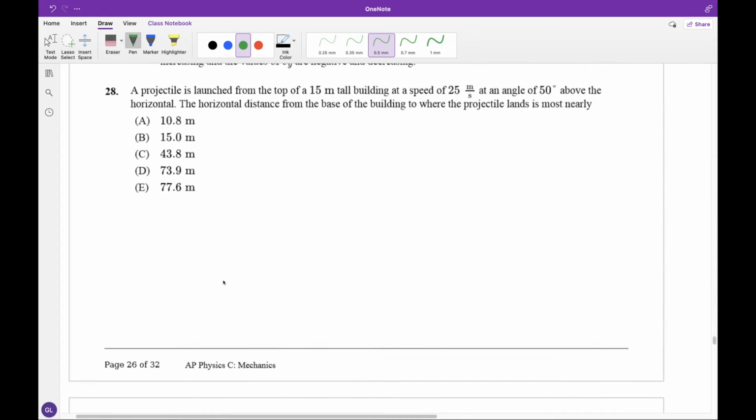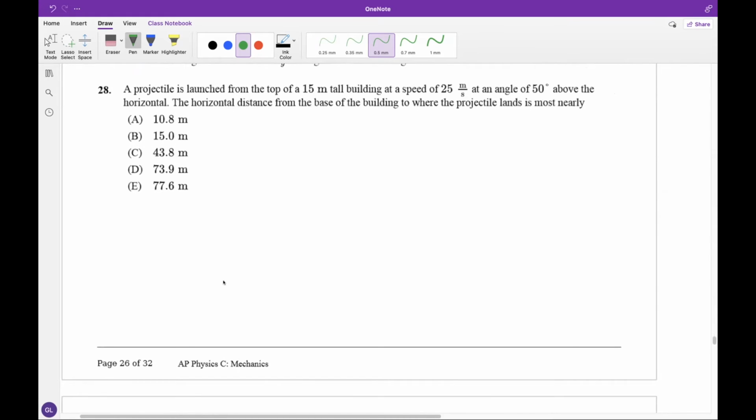Here's another one that I think sounds familiar. A projectile is launched from the top of a 15 meter tall building at a speed of 25 meters per second at an angle of 50 degrees above horizontal. The horizontal distance from the base of the building to where the projectile lands is most nearly. So this one may require a little bit more time.